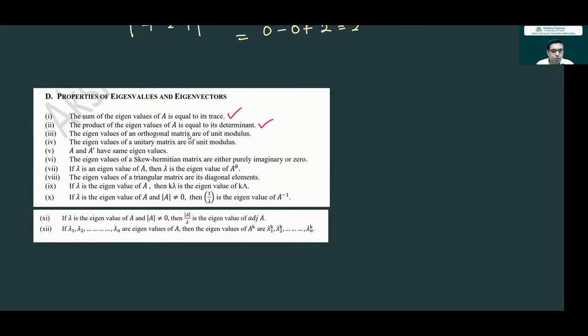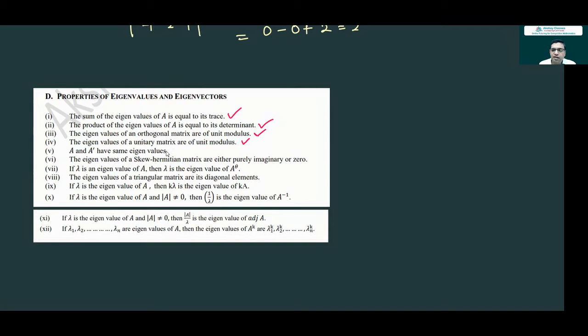Now, eigenvalues of an orthogonal matrix are of unit modulus. Unit modulus meaning if this orthogonal matrix is real, you get a unit modulus. If eigenvalues are imaginary, then the modulus of those complex numbers is also 1 unit. So this is an important one. Eigenvalues of a unitary matrix are of unit modulus.